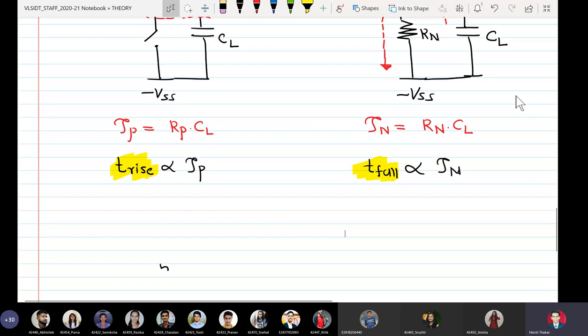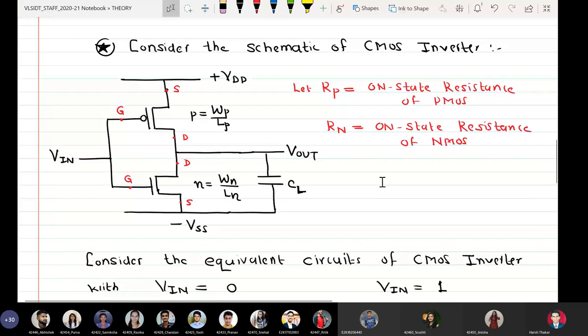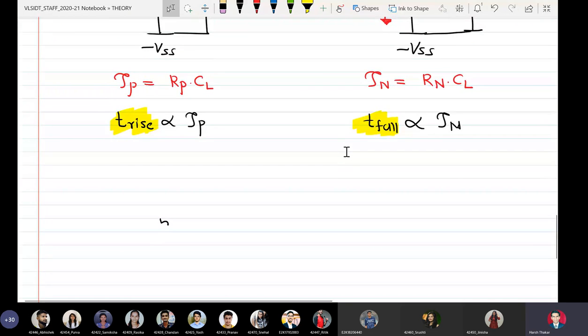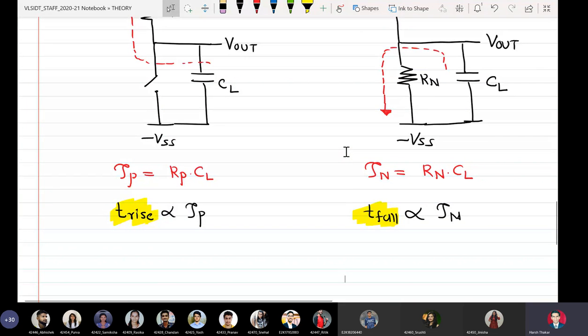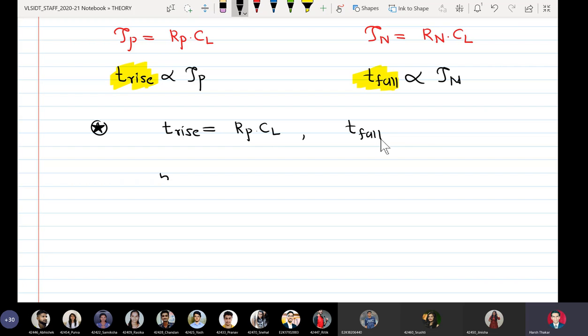We want to find out why rise time and fall time are not coming equal when I use PMOS and NMOS with equal sizes. So for this we have to compute the mathematical modeling of the on-state resistance of a MOSFET. We can say T rise is RP into CL and T fall is RN into CL.